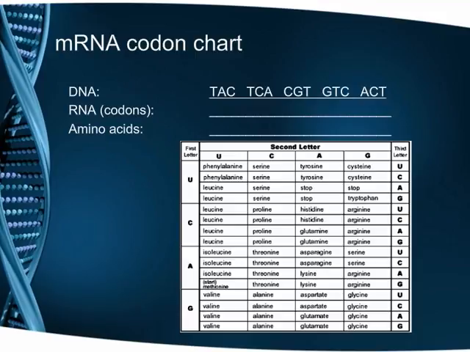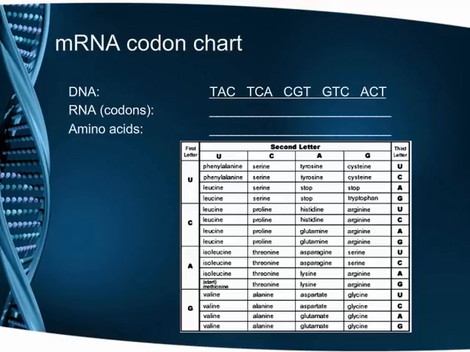We're now going to look at how we can start with a sequence of DNA and carry it through to determine the amino acid sequence that is coded for. This is on your graphic organizer. Your sequence of DNA is already written in. Your sequence of DNA is TAC, TCA, CGT, GTC, ACT. So these letters, of course, are the nitrogen bases, and they stand for thymine, adenine, cytosine, and guanine.